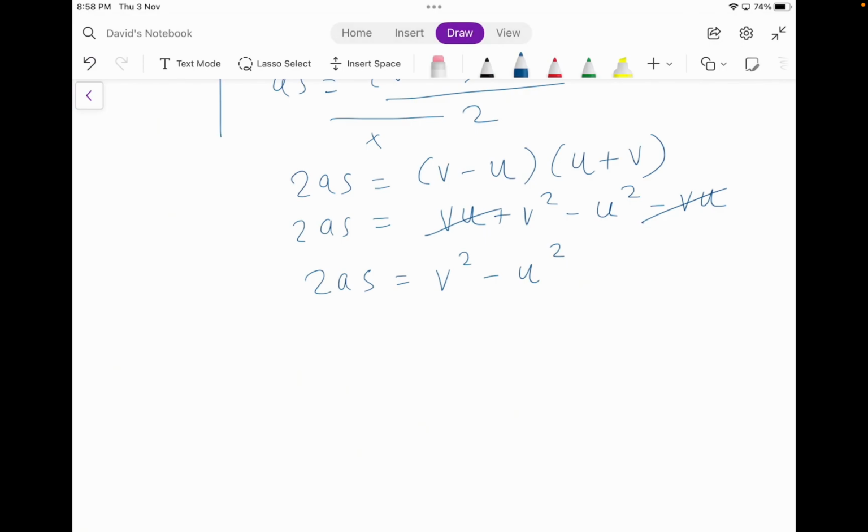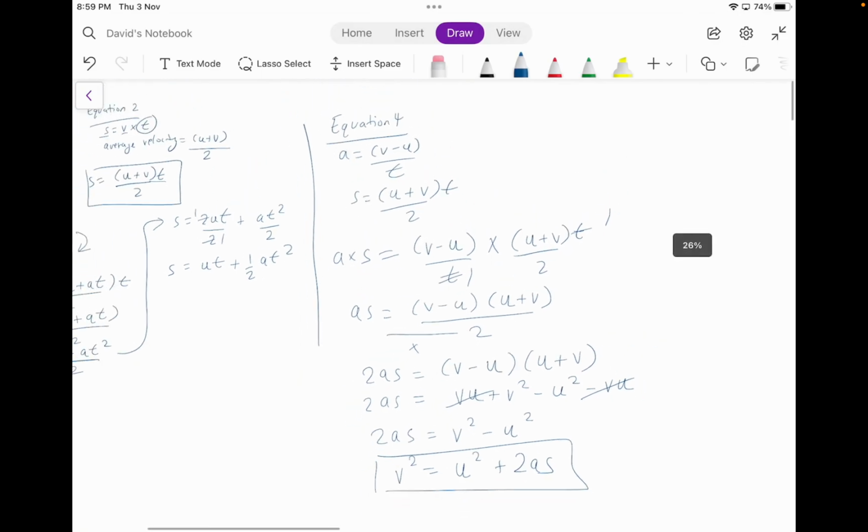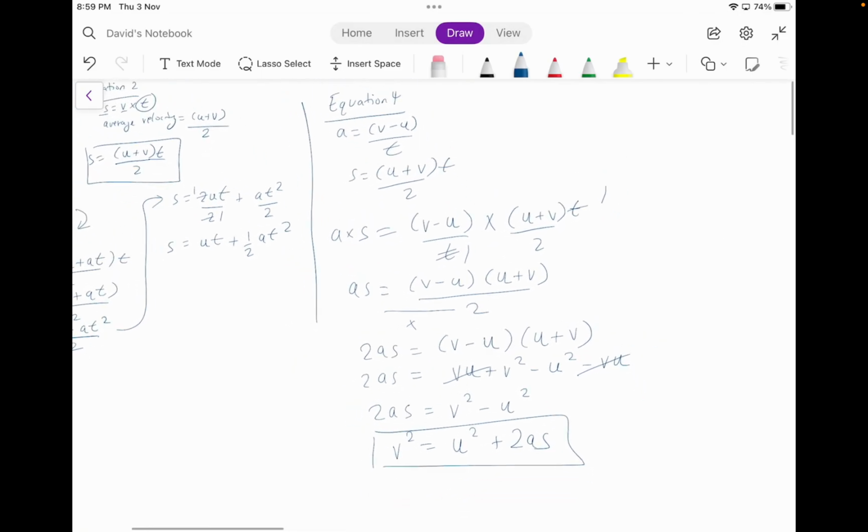We're going to make v square the subject of the formula, which is going to become v square equivalent to u square plus 2as. You're just going to rearrange this formula. If you take it to the other side, it becomes negative. All you need to do is multiply by -1 to make it all positive. So you get v square is equivalent to u square plus 2as. That's how you derive your fourth SUVAT equation.